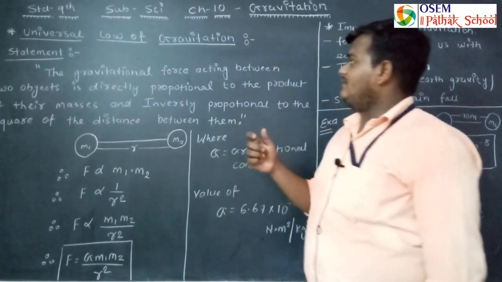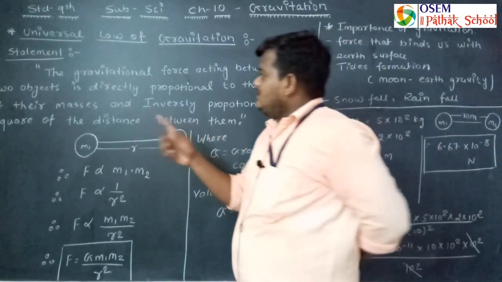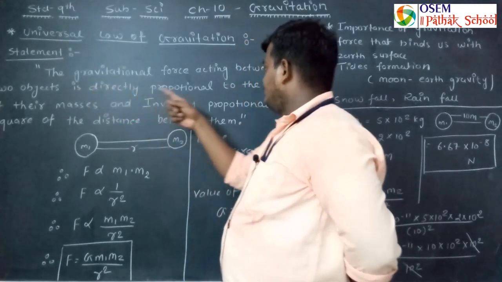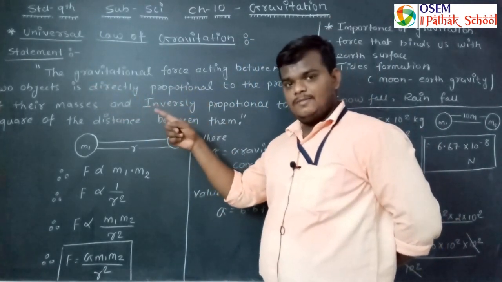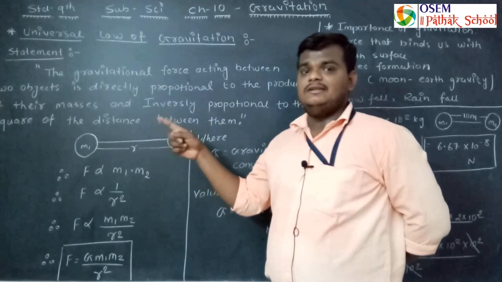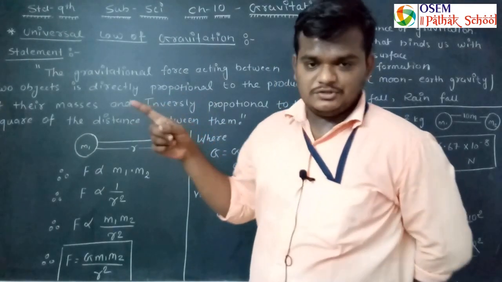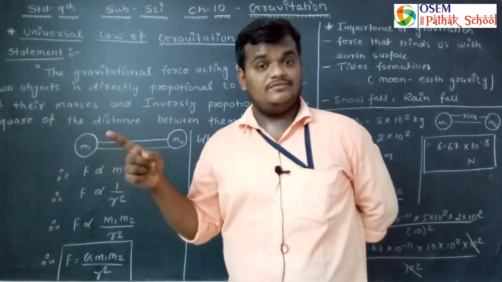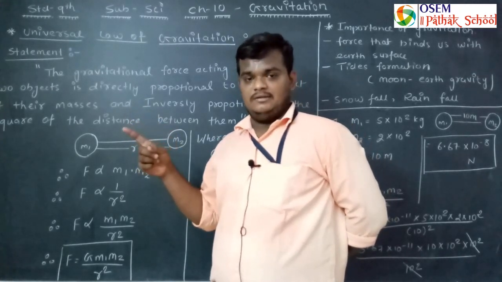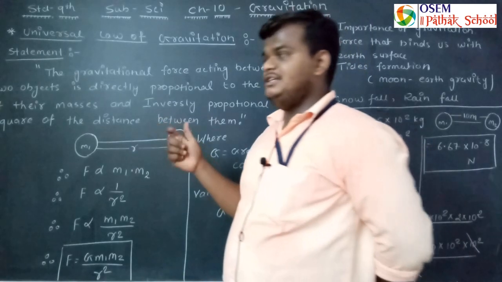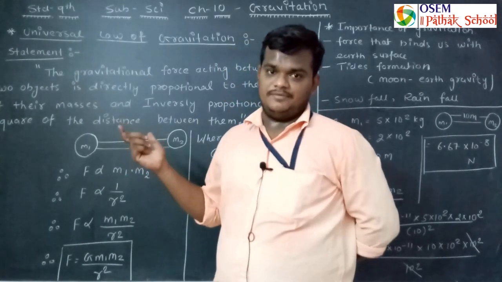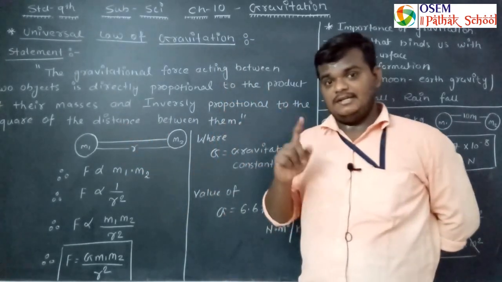So what is the law of gravitation? The statement says that the gravitational force acting between two objects is directly proportional to the product of their masses and inversely proportional to the square of the distance between them. So the gravitational force between two objects depends on the product of the masses of both objects and is inversely proportional to the square of the distance between them. So this is the gravitational force and it depends.